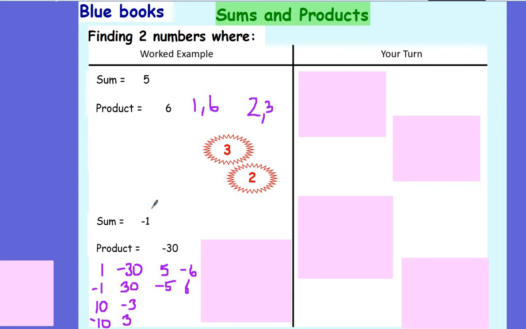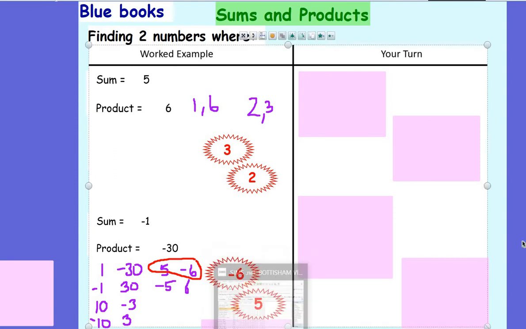However, I need a sum when I add them together of negative 1. Well, 1 and negative 30, when I add those together, that's not negative 1. Neither is negative 1 and positive 30. Neither is 10 and negative 3. Neither is negative 10 and 3. 5 and negative 6. If I add together positive 5 and negative 6, that will give me a sum of negative 1. So this is my correct set of numbers, 5 and negative 6. We'll just check the other one doesn't work. If I add together positive 6 and negative 5, that gives me positive 1, so that one's not going to work. So the pair of numbers I would choose is negative 6 and positive 5.